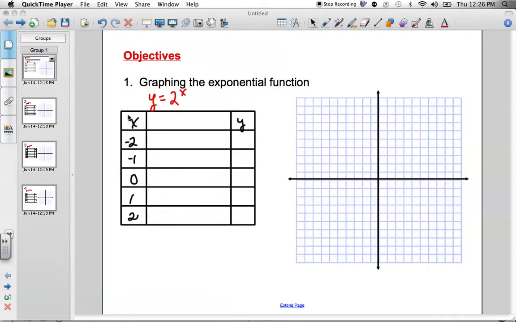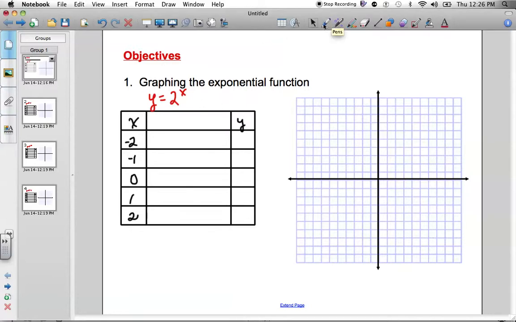Hello students, this is Mr. Anderson and this video is on graphing exponential functions. We will first look at the input-output table and then plot the ordered pairs. And let's look at the parent function right now, y equals 2 to the x power.